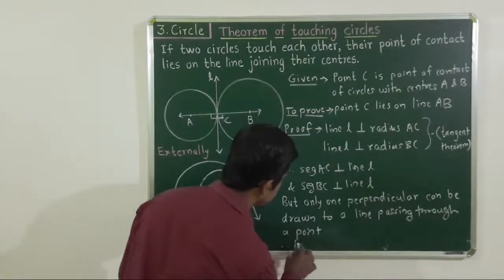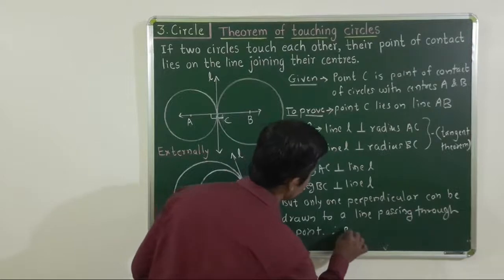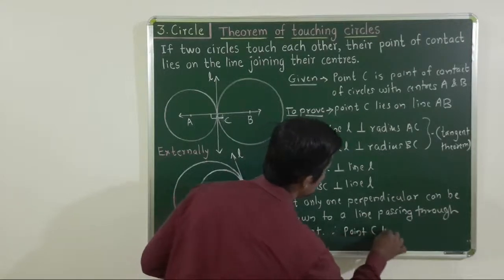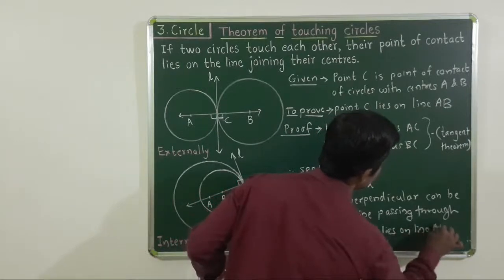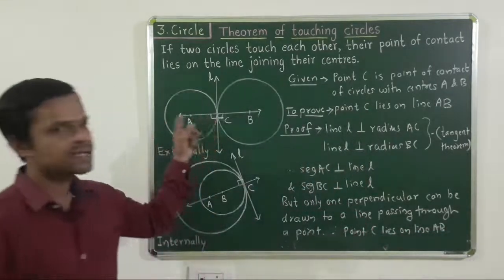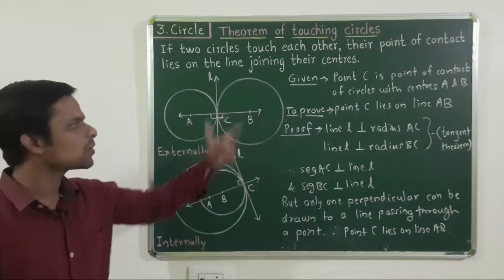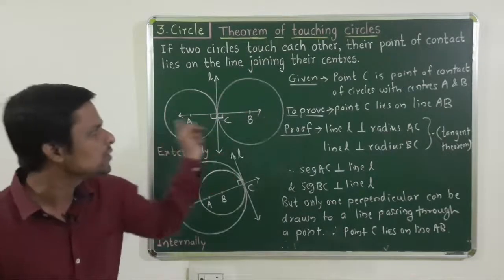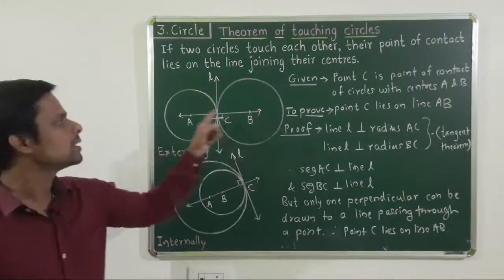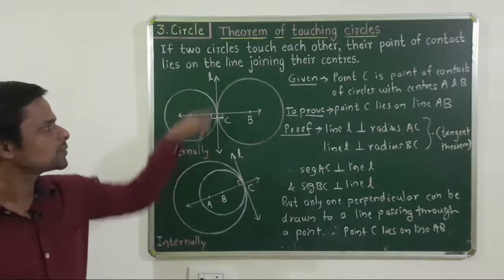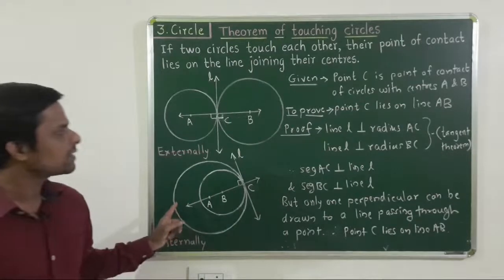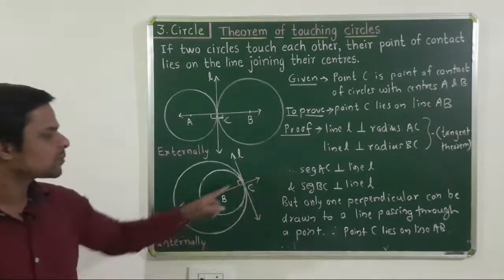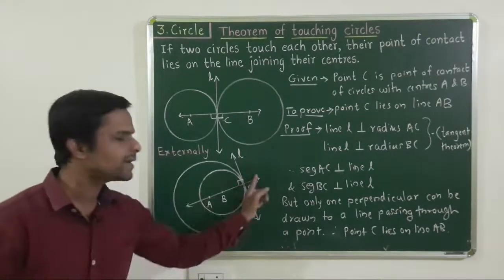Hence point C lies on line AB. Point C lies on line AB means AC and BC are not different, these are on the same line. Since only one perpendicular can be drawn passing through one single point to that line, therefore AC and BC are not different. Hence point C lies on line AB.